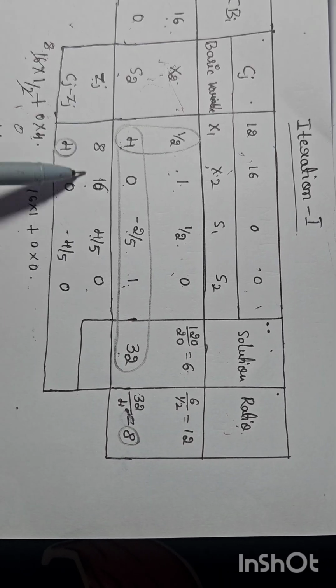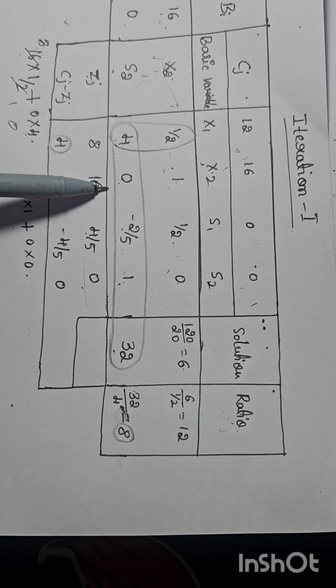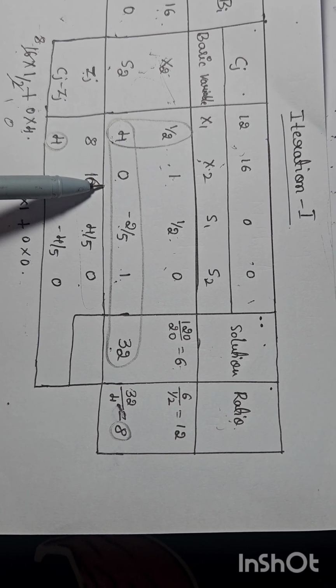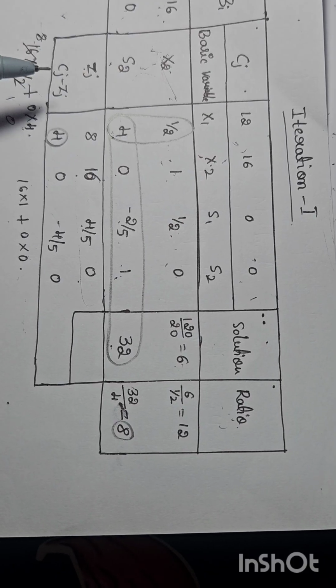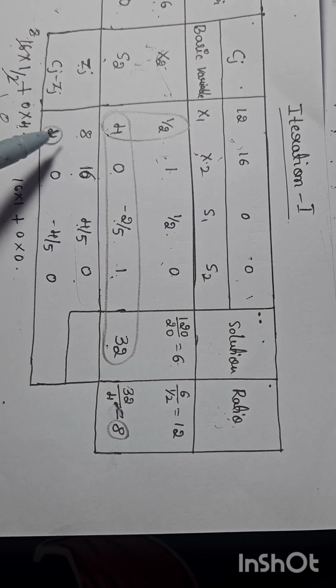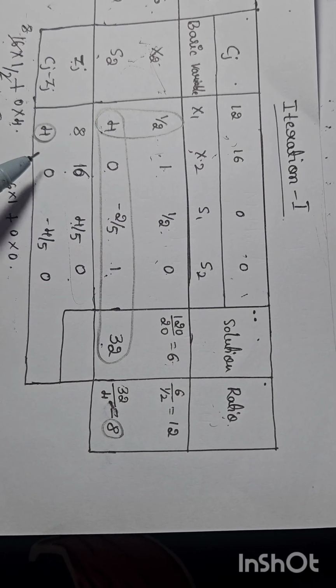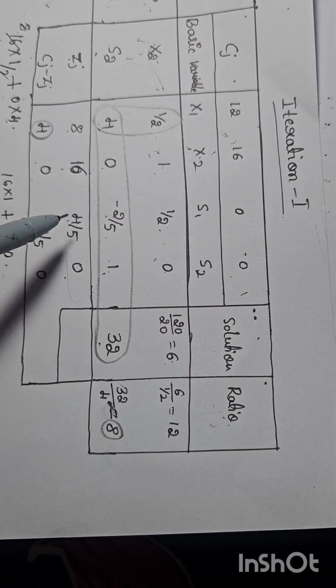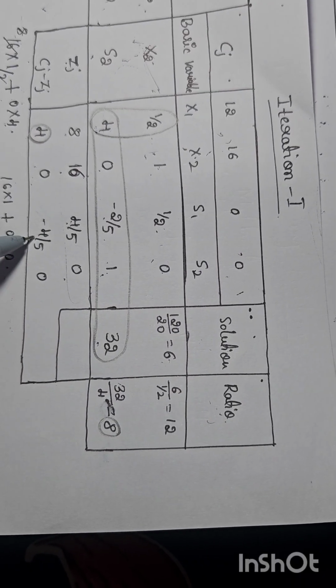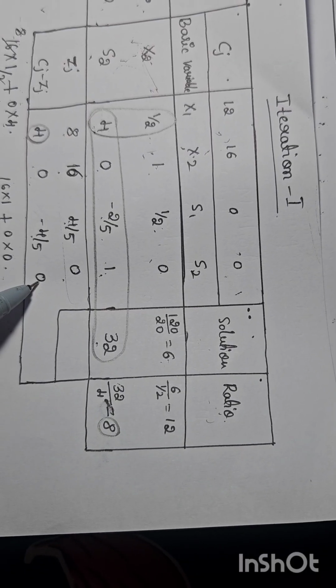So after finding Zj, you need to compare Cj and Zj. The formula is Cj minus Zj. 12 minus 8 is 4. 16 minus 16 is 0. 0 minus 4 by 5 is minus 4 by 5. 0 minus 0 is 0.